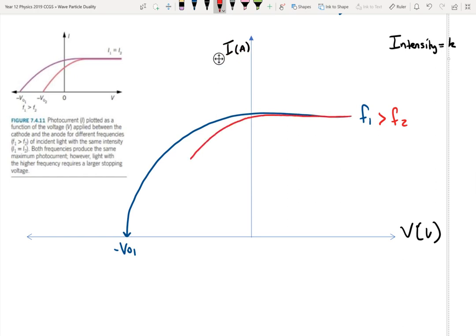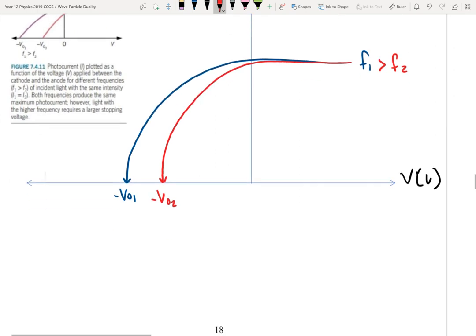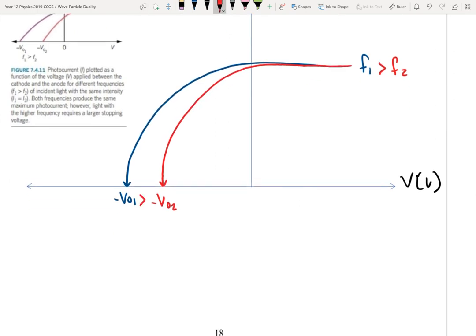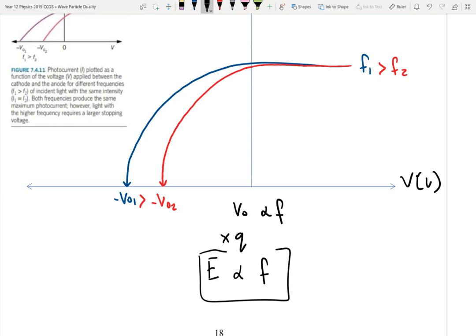Lower frequency, lower. All right, so this was important, that the stopping voltage was directly proportional to the frequency. And if you multiply through by Q, this was saying that energy was proportional to the frequency of the light, okay? Not the intensity. And so the wave model could not explain the photoelectric effect.